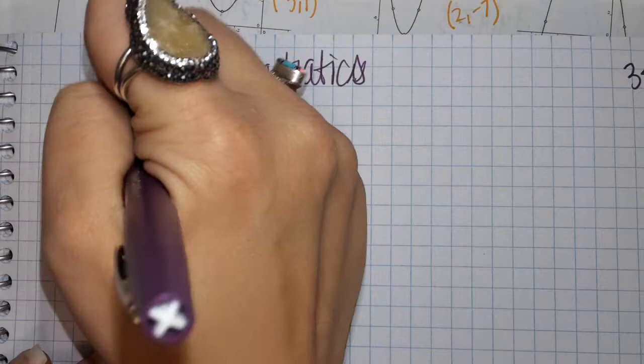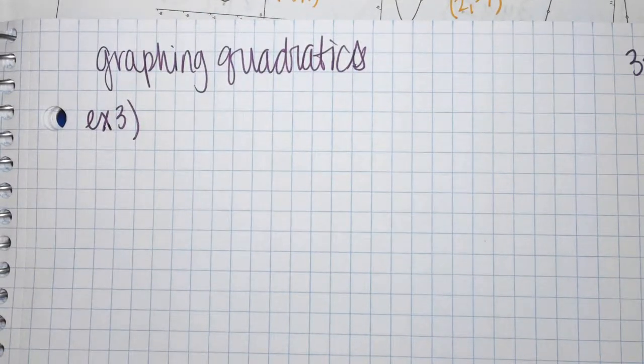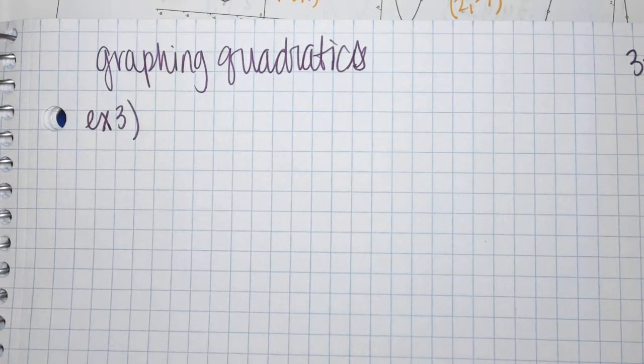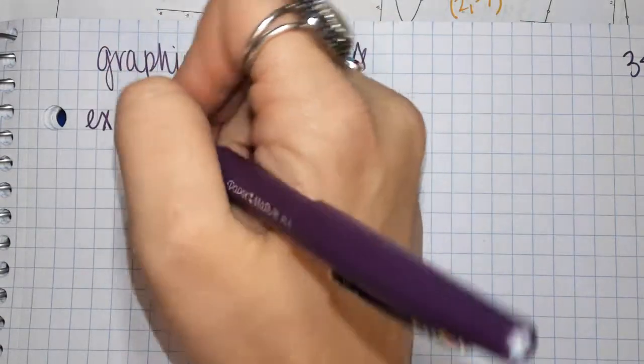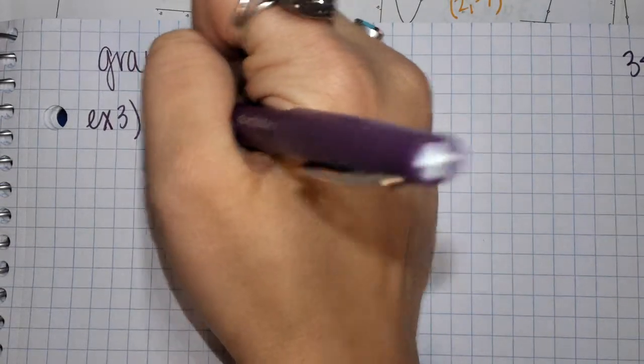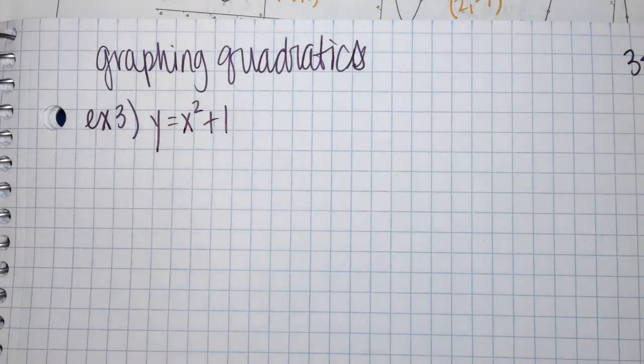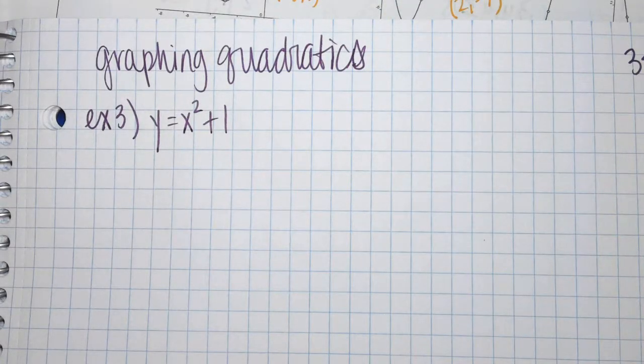Graphing quadratics. And we're going to call this example 3. Okay, so what we're going to do is graph it when it's y equals x squared plus 1. That's the first one we're going to start with. Y equals x squared plus 1.